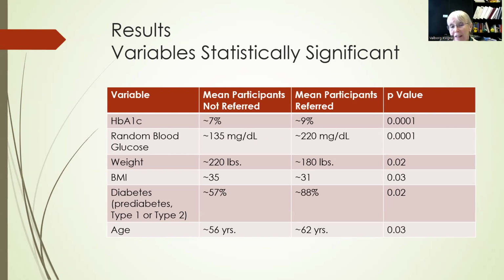Another variable that was significant was the diagnosis of diabetes. Now, it can be any diagnosis, whether it's prediabetes, type 1, or type 2. We see that the mean for participants who had a diagnosis of diabetes was approximately 57%, and approximately 88% for the participants who were referred. So diabetes is a significant factor in identifying people with greater risk for cardiovascular or heart disease.